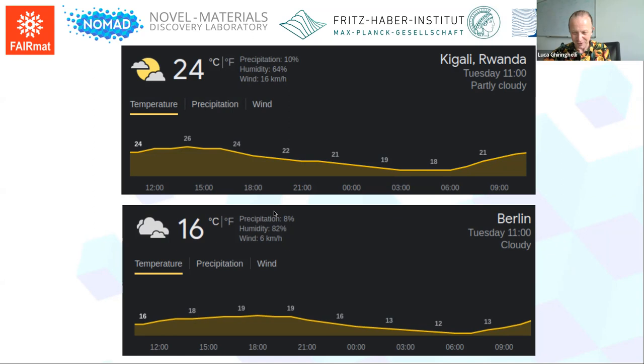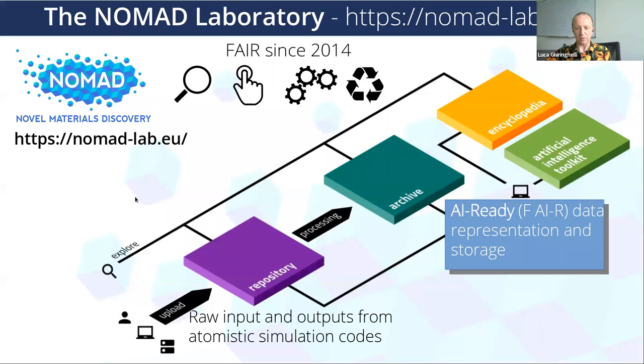And so what I want to talk about today is the artificial intelligence toolkit. You heard a little bit already in the introduction about the discussion about FAIR data from Gianmarco. The artificial intelligence toolkit is a part of the NOMAD laboratory infrastructure.